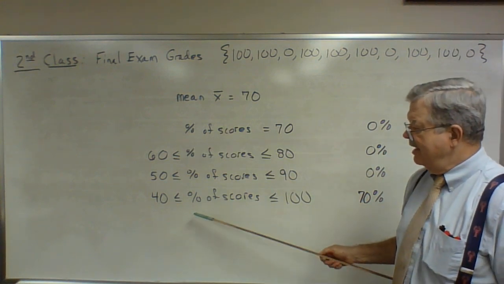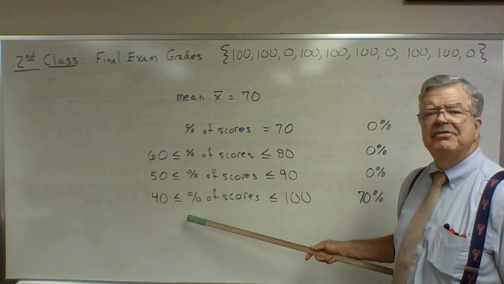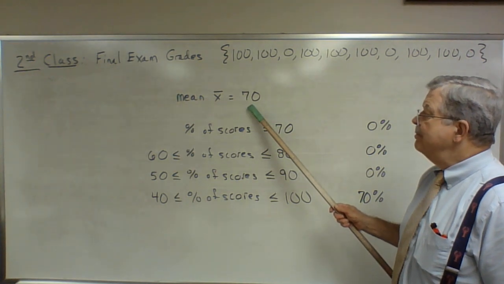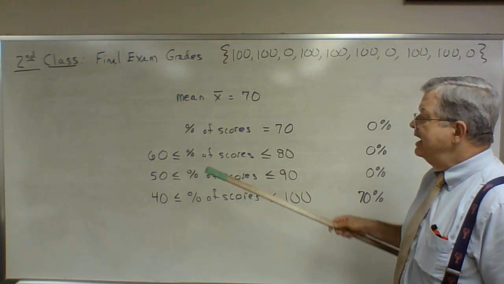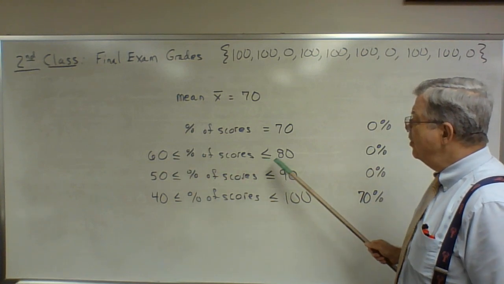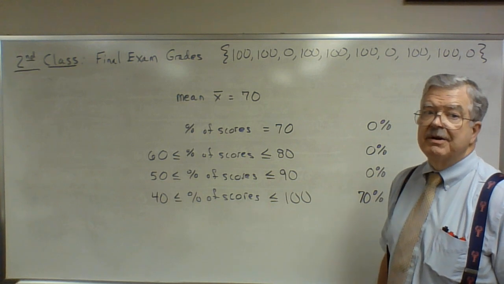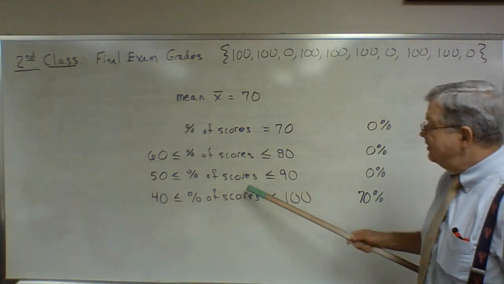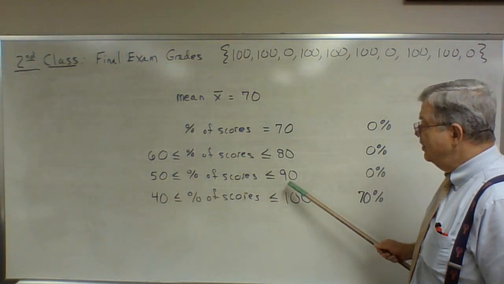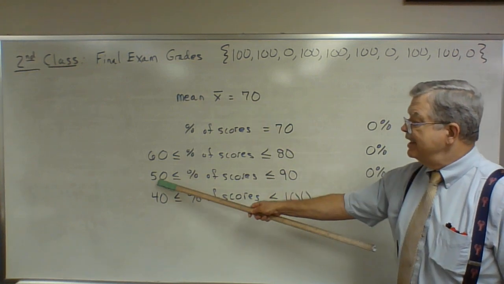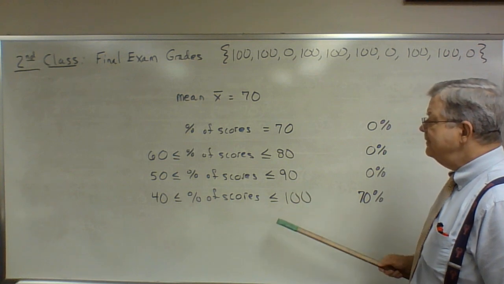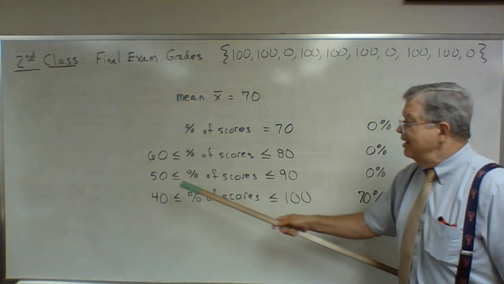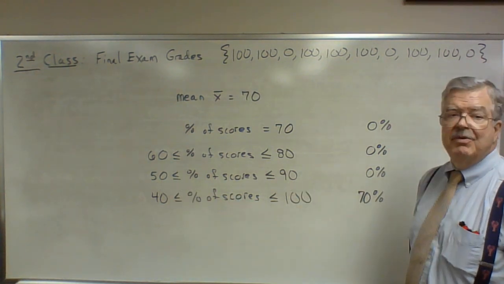This is about as abnormal a distribution of test grades as the first class. We have a class average or mean of 70, and yet not a single person scored within 10 points of the class average. That's weird. What's even weirder is that not a single person scored within 20 points either way of the mean. 70 minus 20 is 50. 70 plus 20 is 90. Not a single person in this class, 0%, scored within 20 points of the mean either way.